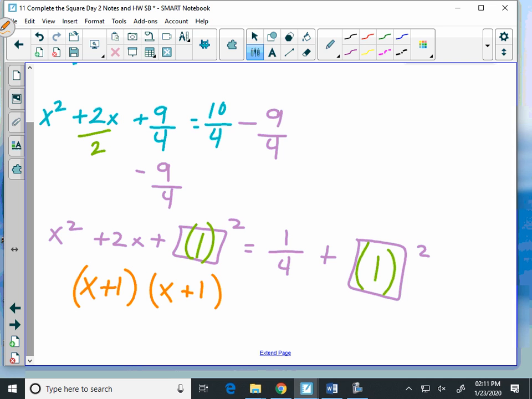Plus 1 equals. What's 1/4 plus 1 squared? As an improper fraction, what is it? An improper fraction would be 5/4. Think, how many fourths are in 1? 4, right? So there are 4 here, 1 here, so it's 5 in total.